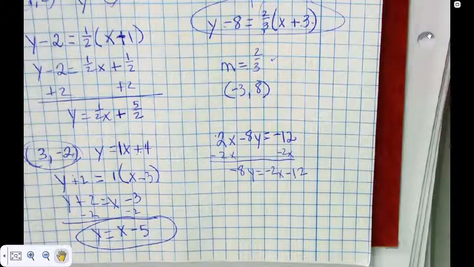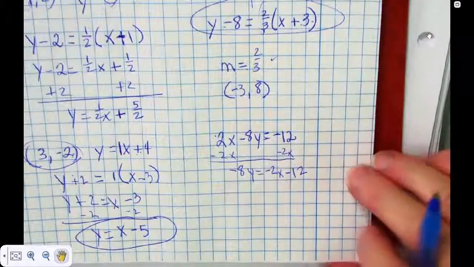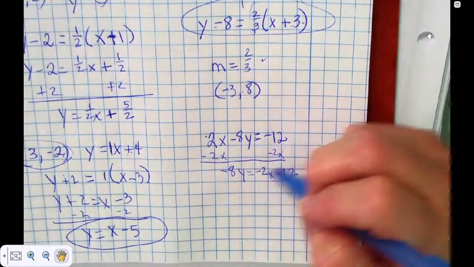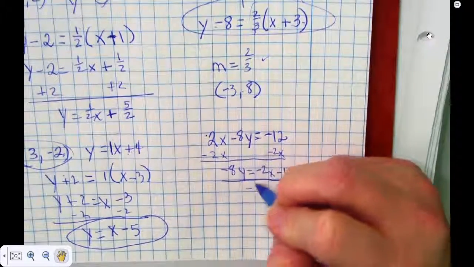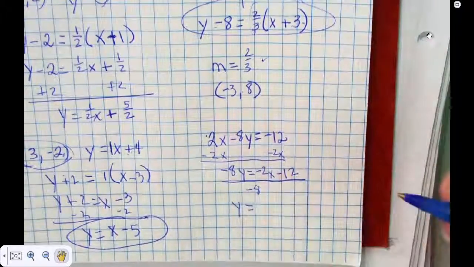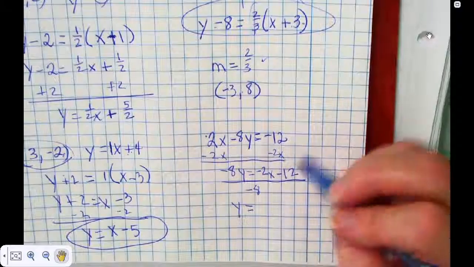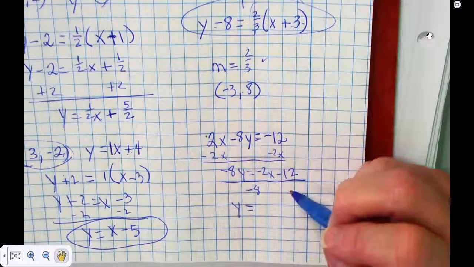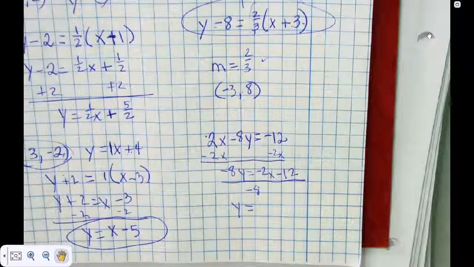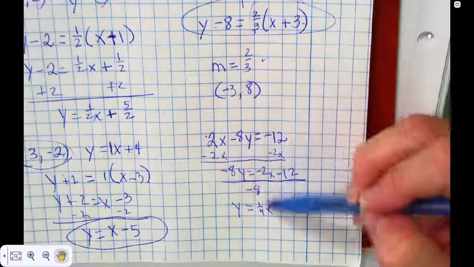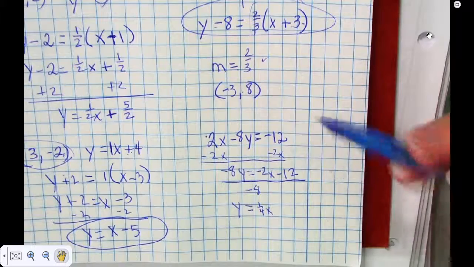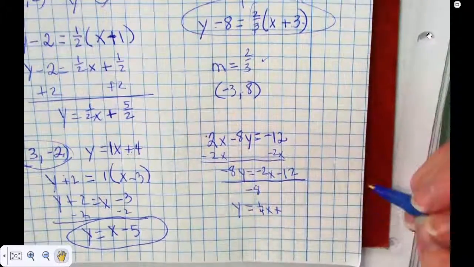Oh, what could I have done first? I meant to do that and I forgot. I could have divided by 2, all across the board, but it's okay. Now we're going to divide by negative 8. So y equals what? 1/4 x. Thank you, people that know how to reduce a fraction. 2/8 reduces to 1/4. Come on now. Plus what?